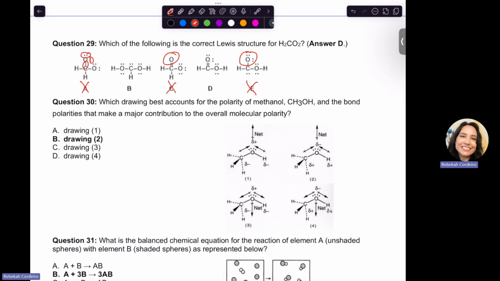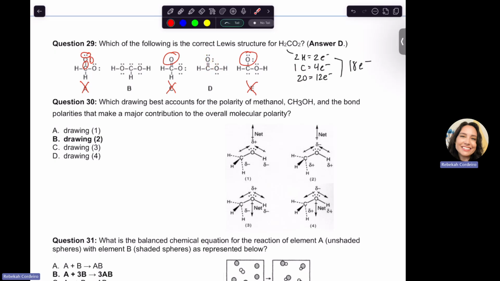So we're down to these two that actually have octets, and we need to count electrons at this point. So how many electrons do I need? I have 2 H's, so that's 2 electrons. I have 1 C, that's 4, and I have 2 O's, that's 12. So we have 18 we have to give out. Let's count here: 2, 4, 6, 8, 10, 12, 14, 16, 18. And the other: 2, 4, 6, 8, 10, 12, 14, 16, 18. So they both have 18.